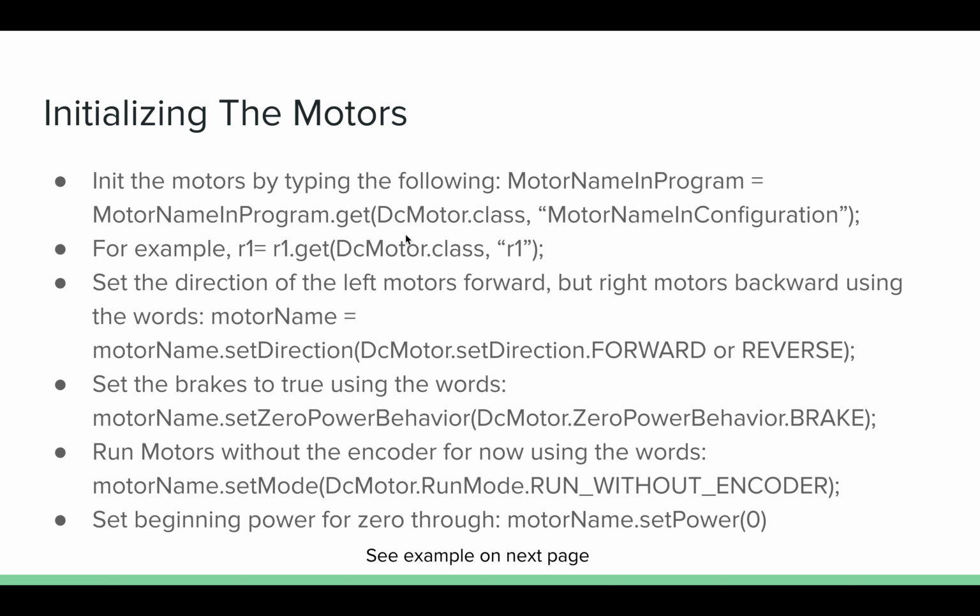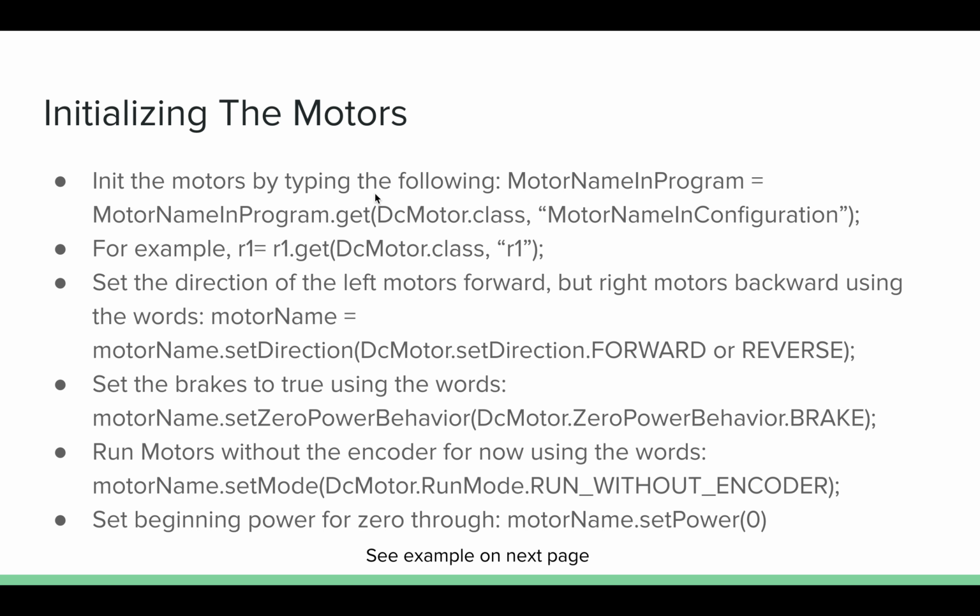To initialize the motors, you want to take the motor name inside of the program, and you want to say that it's equal to hardwareMap.get(DcMotor.class, motor name and configuration). To figure out the motor name and configuration, use the name you set when you configured your robot on your robot controller phone. So we have an example here. If I have R1, you can say R1 equals hardwareMap.get(DcMotor.class, "R1"), where R1 in quotation marks is what my configuration says on the robot controller.